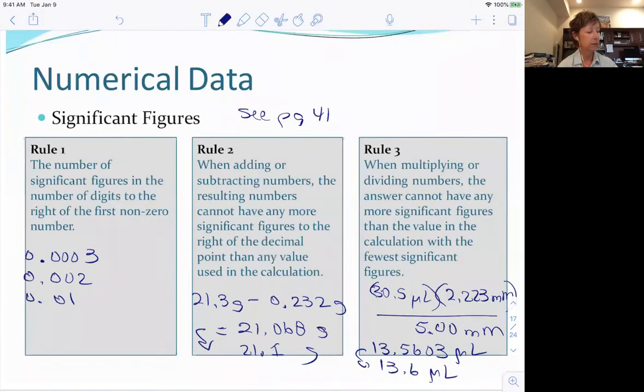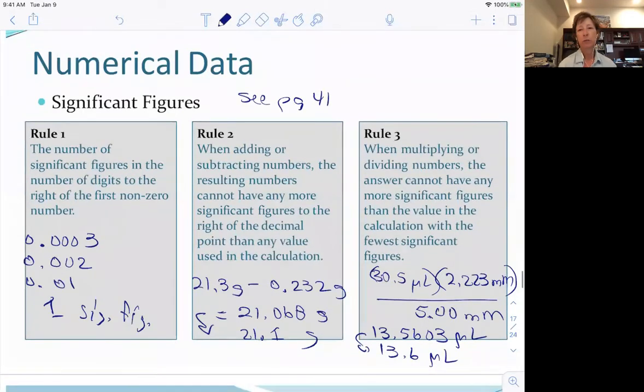So if you look at these numbers, 0.003, 0.002, and 0.01 all have one significant figure. And that was something, I think when I first heard that, it wasn't obvious to me, but that's just one of those rules of significant figures.